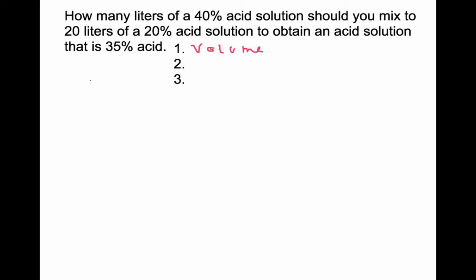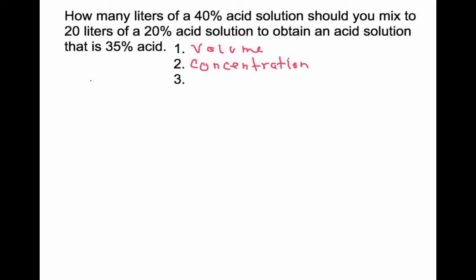The other thing that's going to be important is the concentration of the solutions that we're talking about. So here we're talking about acid. So these are the concentration, or the strength of whatever we're talking about. In this case, we're talking about acid solutions, so we're talking about 40%, 20%, 35%. That concentration is going to be important.